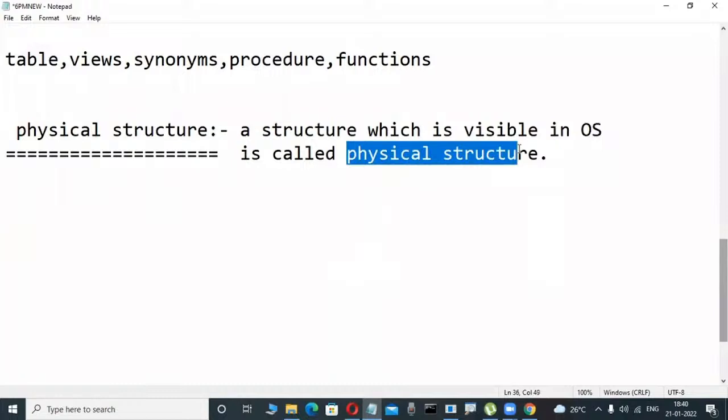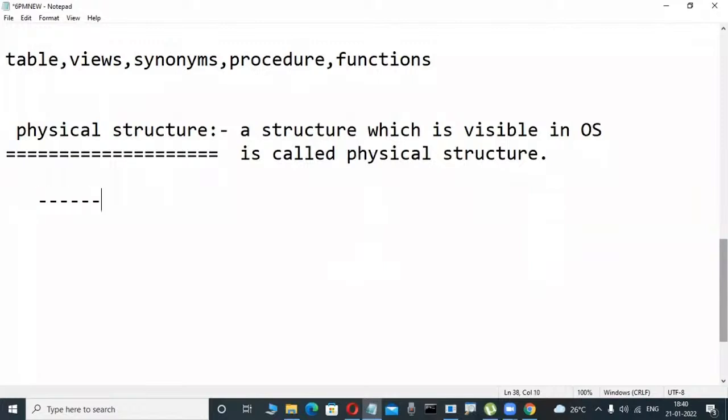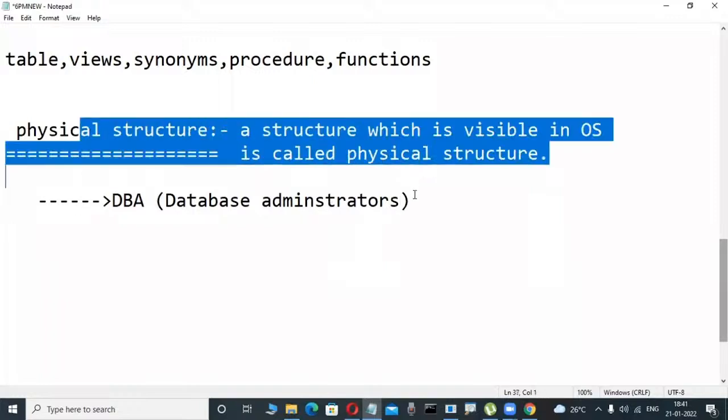But who works on the physical structure? Not you or me. Some different type of persons are working there. Who are they? The DBA, the database administrator. In a project, database administrators are other type of persons in a database. Only DBA persons work on the physical structure.